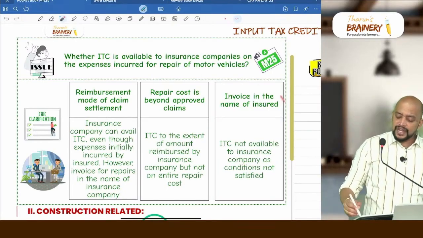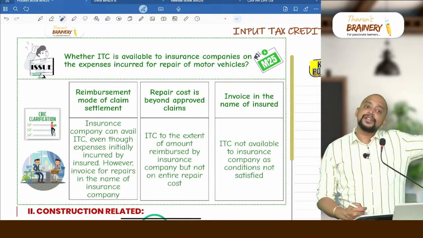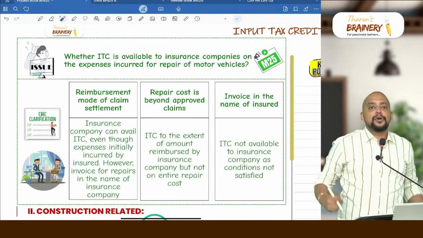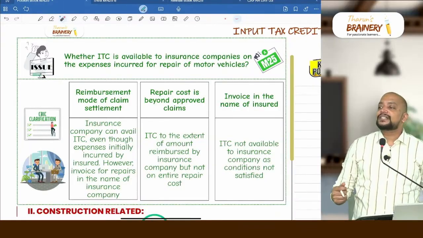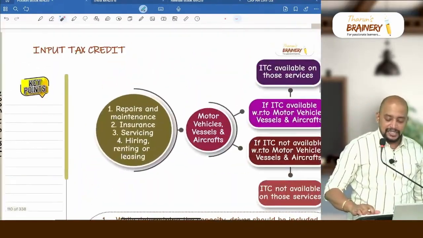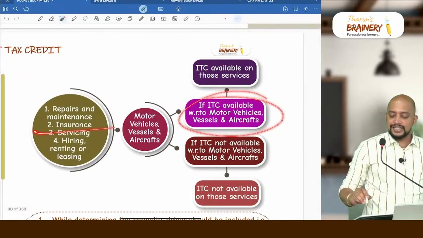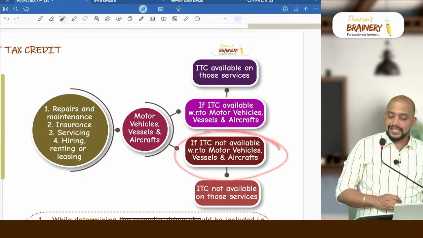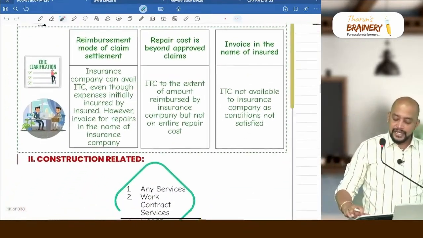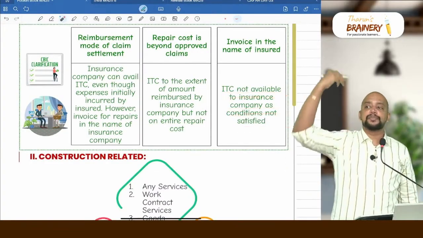Then what if the invoice is in the name of the insured? If the invoice is in the name of the insured, the insurance company cannot take ITC. Whether the insured can take ITC depends upon the motor vehicle. If the motor vehicle purchased is eligible for ITC, the insurance charges paid are also eligible for ITC. So if the motor vehicle is eligible for ITC, insurance is eligible for ITC. If the motor vehicle purchased is not eligible for ITC, insurance ITC is also not available. So ITC is not available to the insurance company as conditions are not satisfied, but for the insured it depends upon the motor vehicle.